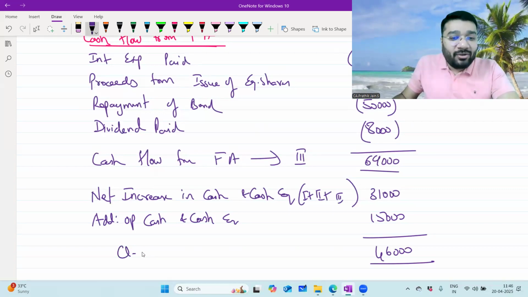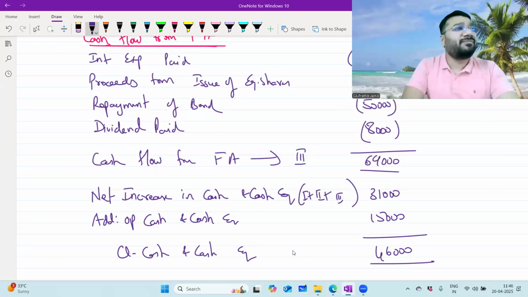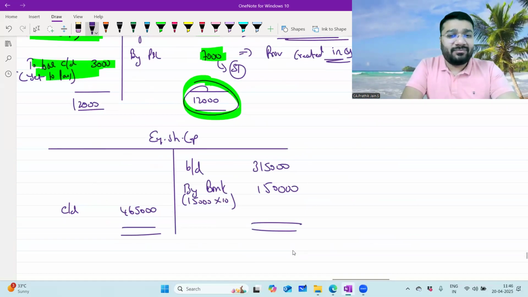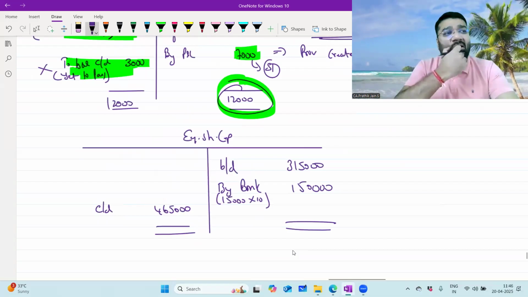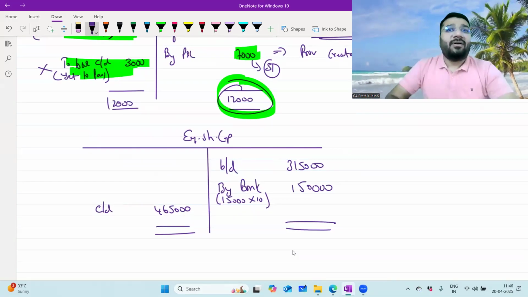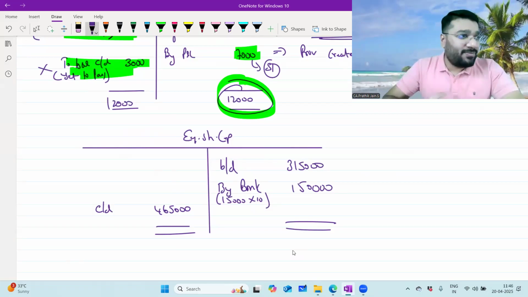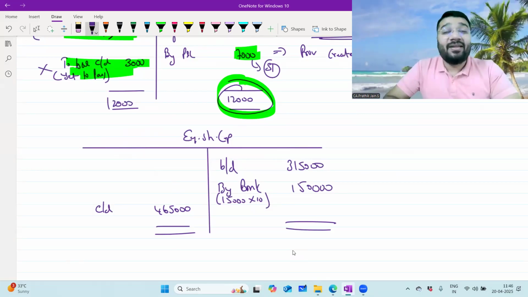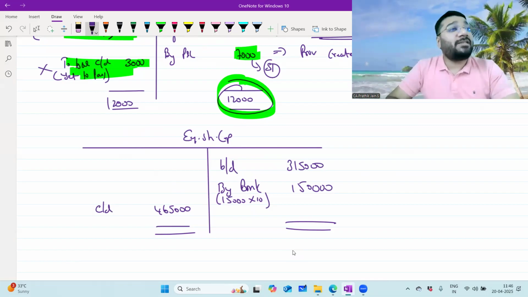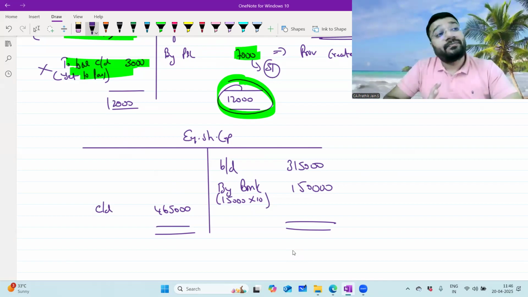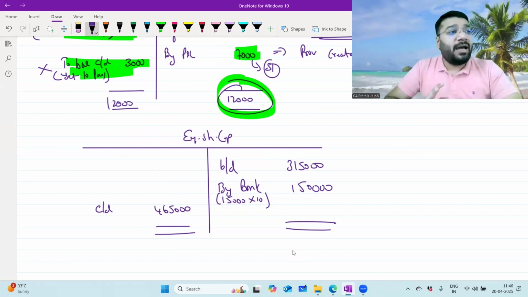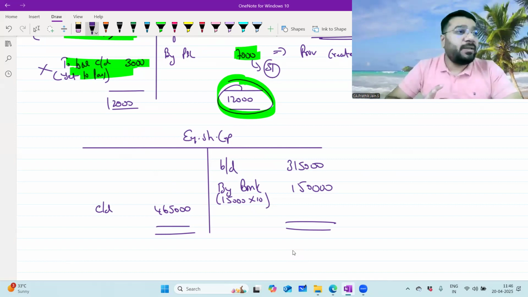What is this? Closing balance of cash and cash equivalents. That's all, people. Very good question. This is what happens if you don't listen to me in the class properly. What did I say? I said that whichever ledger has got adjustments into it, you have to open the ledger. Not all the ledgers, only the ledgers which require adjustments to be shown. Additional information, whatever is given, that means you have to open the ledger.